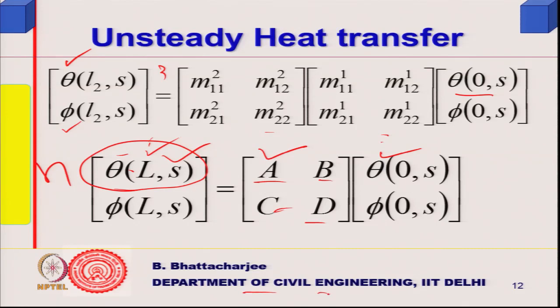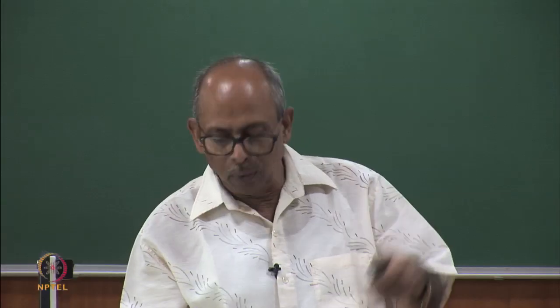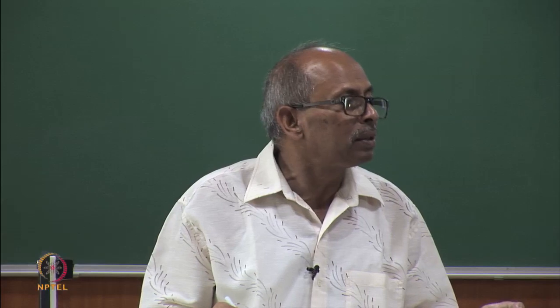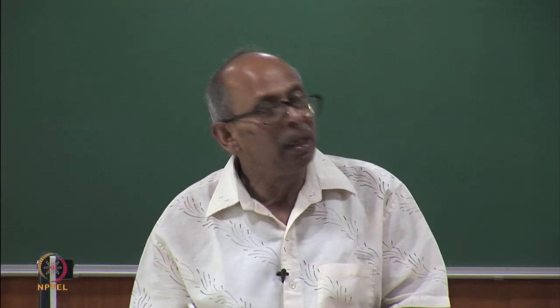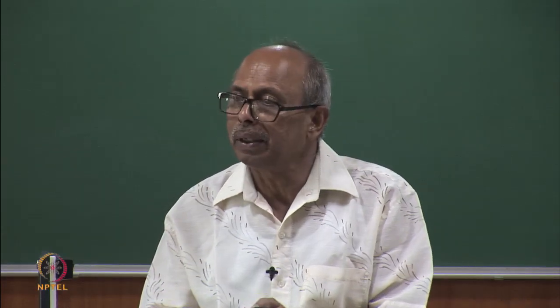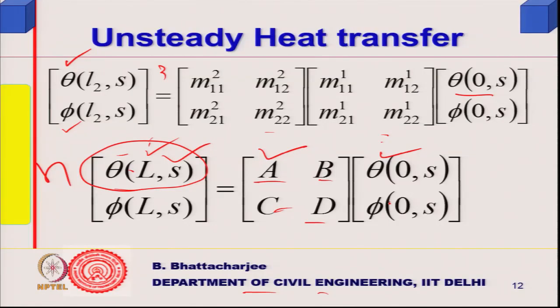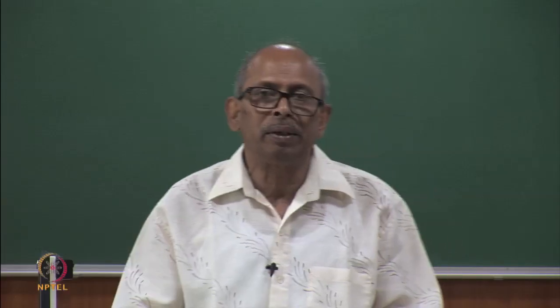So, I can write an ABCD matrix. Now, what will be the ABCD matrix? It will be M11, M12, all of this: the nth matrix, then the n minus 1th matrix, up to the first matrix. I can write it in this manner. So, that is the solution of the matrix. This is a matrix form solution.